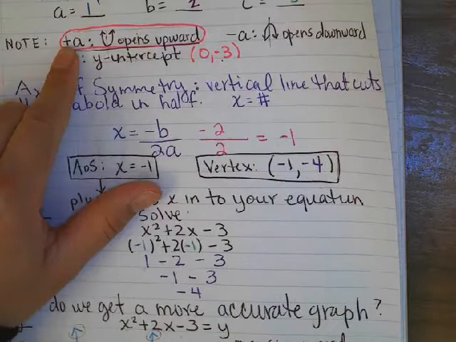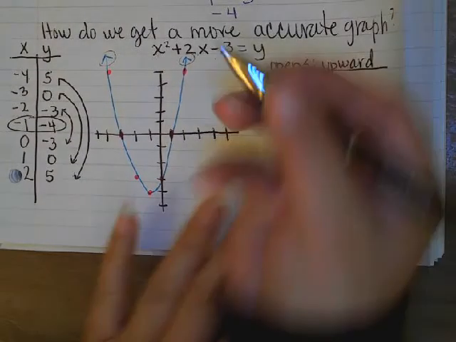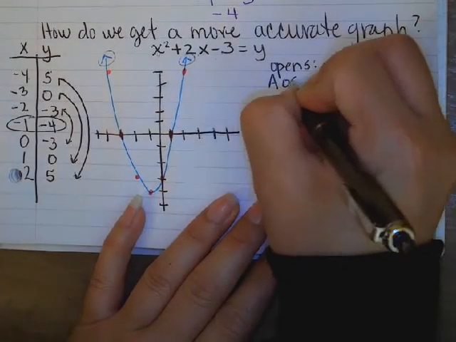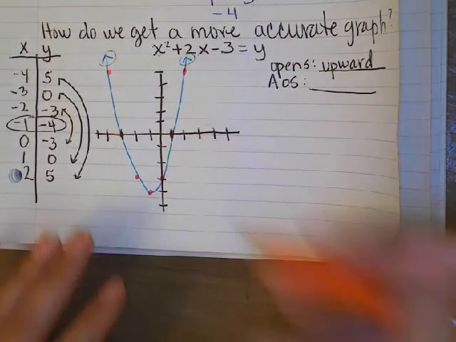Well, always look at your arrows. Are they pointing up or are they pointing down? Well, they're pointing up. So we say this is opening upward. Why? Because the A is positive. Anytime A is positive, you don't even need to look at the graph. As soon as A is positive, it's going to open upward.